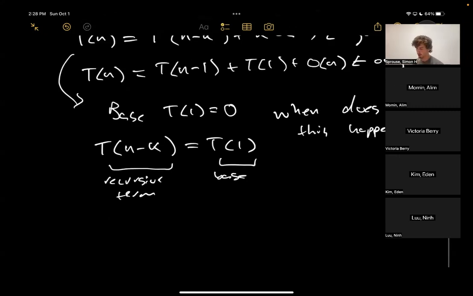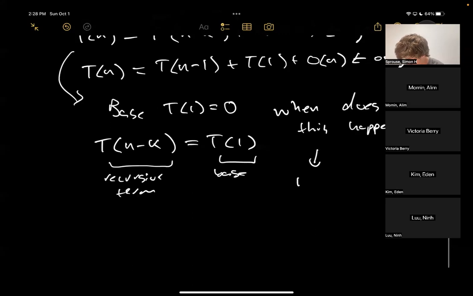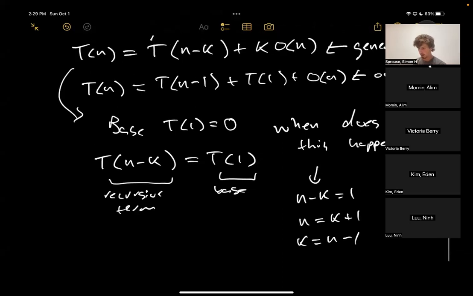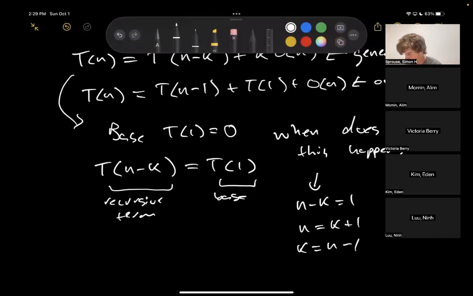Well, hopefully it should be relatively easy to see that given that T is the same function on both sides of this equation, this is going to happen when n minus k is equal to 1, and it doesn't take much calculation to see that n is equal to k plus 1, or better yet, k is equal to n minus 1. Okay, so now that we've solved for k, let's go ahead and plug k into our general formula and see what that looks like.